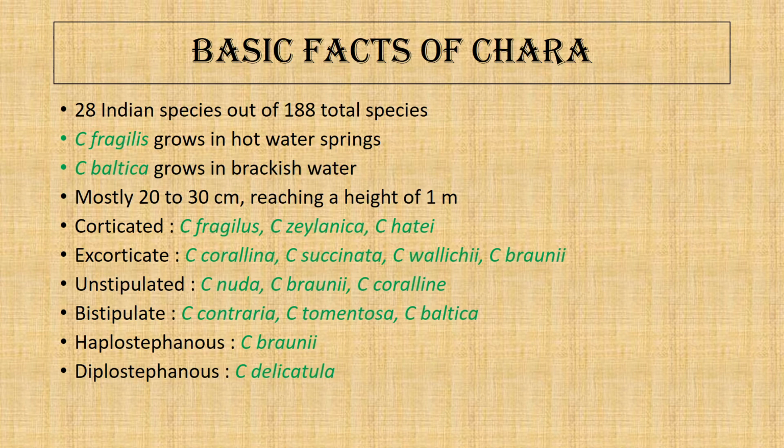Now, before we go to the life cycle, I would like you to have a revision of what Chara is. Chara is a species of charophyte that prefers growing in low temperature. That is why in India we have only 28 species, whereas in the whole world we have 188 species. Though there are certain outliers, for example, Chara fragilis prefers growing in hot water springs, and from this we can easily understand that Chara fragilis is tolerant to high temperature.